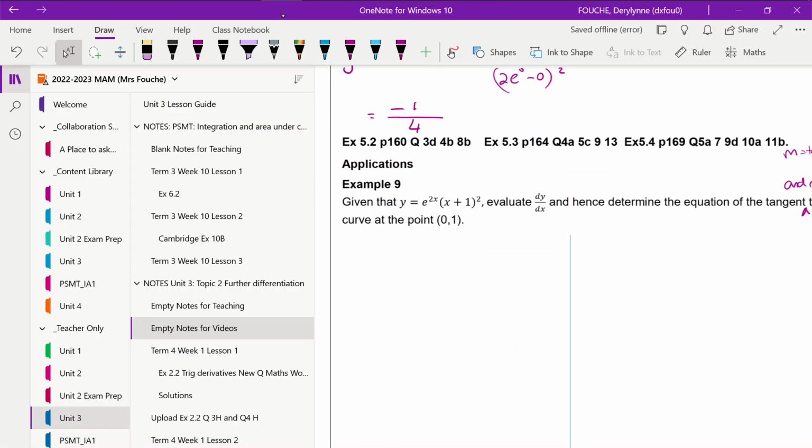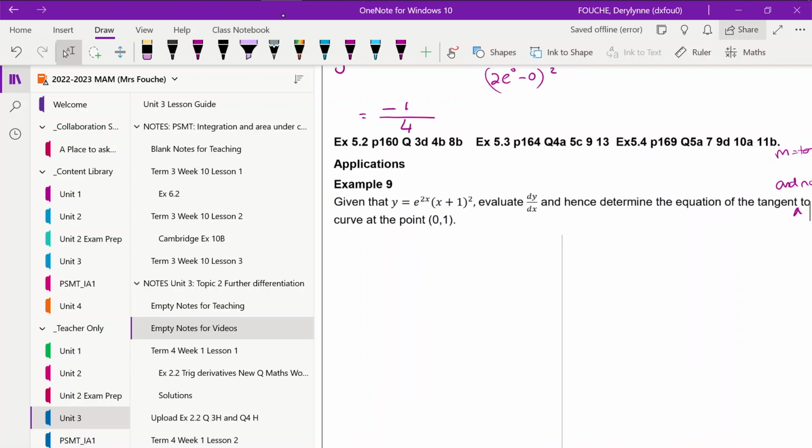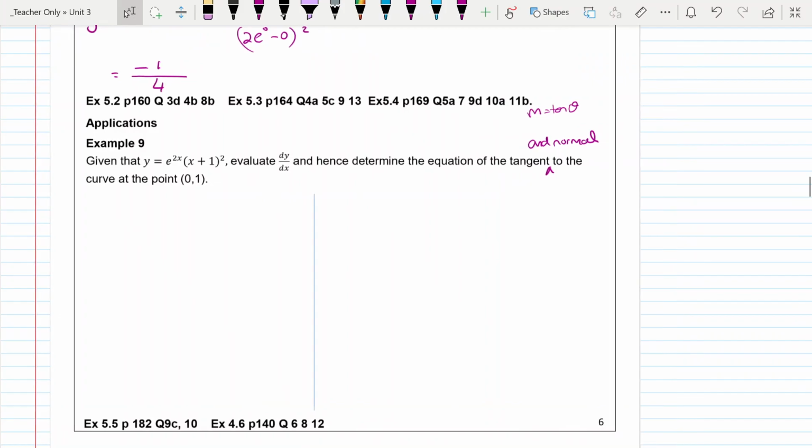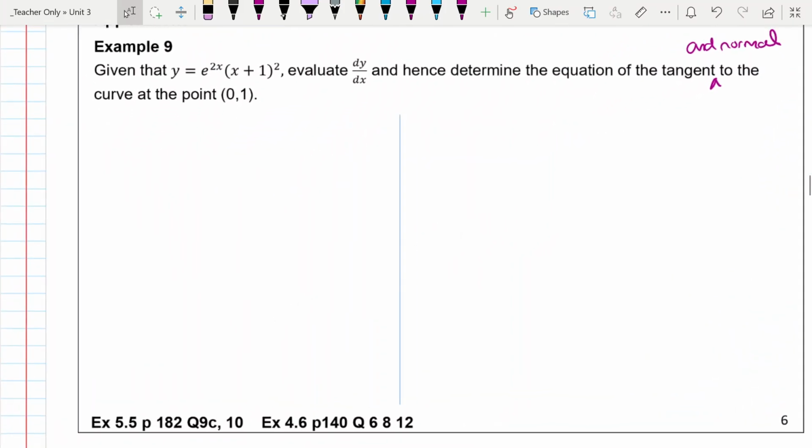Okay, with this question here, we are going to look at an application, and we're talking about equations of tangents and normals. And remember that the gradient of our tangent is equal to the derivative at that point. Okay, so y equals e to the 2x, x plus 1 all squared. I notice that this will be a product and a chain rule.